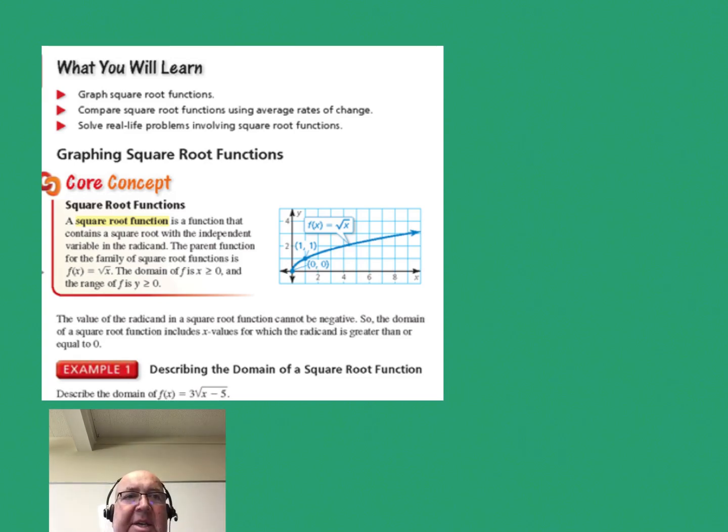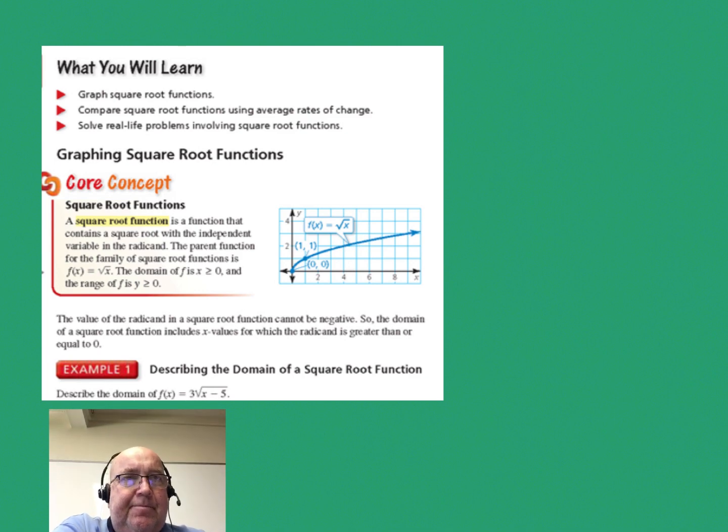Okay, in Chapter 10 we're going to look at some different types of functions. First two sections we'll be doing some graphing and then we'll go on from that. So, the graph of a square root function.